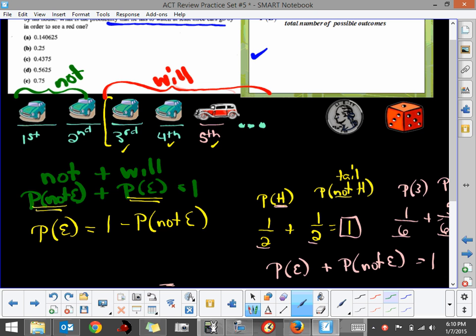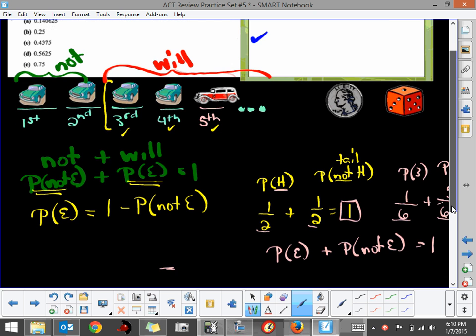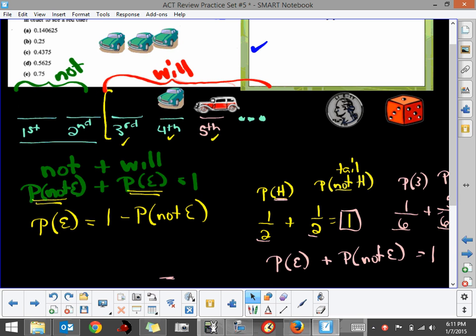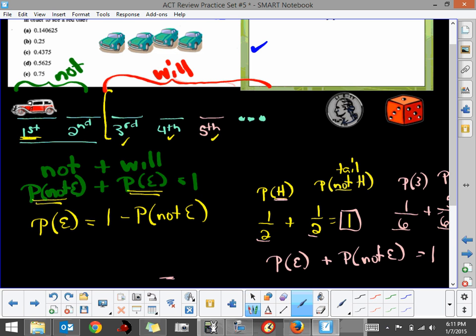Okay, so let's describe and define what happens if we do not want this event to happen. Our nots are in our first two locations in my drawing. I do not want to see a red car in this first or second spot. So what's the probability that I will not have to wait until the third car, and this darn red car shows up the very first one? What's the probability that my first car that I see is red? Well, that tells me that I've got to do 1 minus.